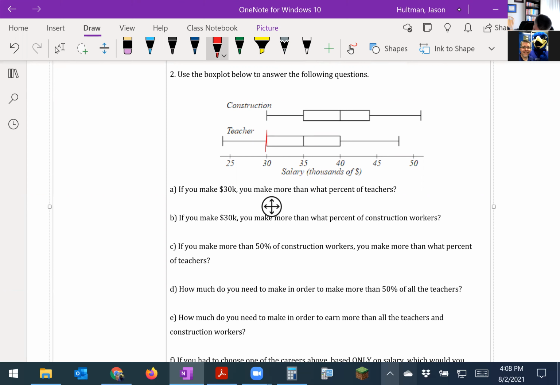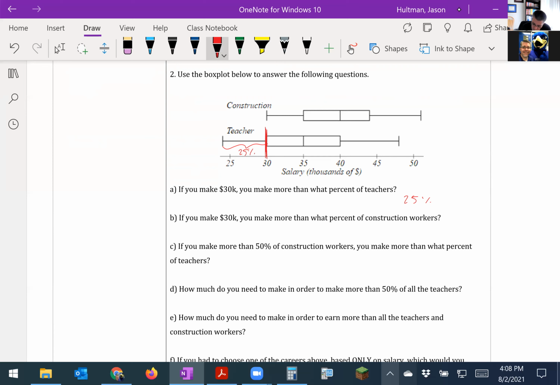So if you make 30,000 here, then you make more than 25% of teachers, right? Only 25% of the teachers make less than 30,000. That's those people here. 25% of teachers make less than 30,000. Okay, so 25% there. If you make 30,000, you make more than what percent of construction workers?